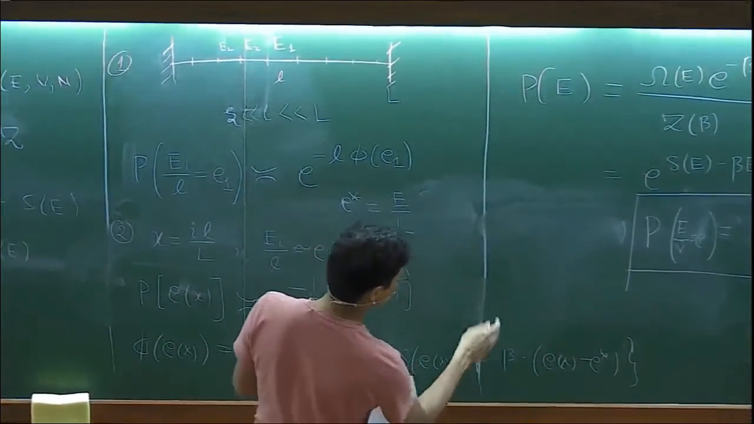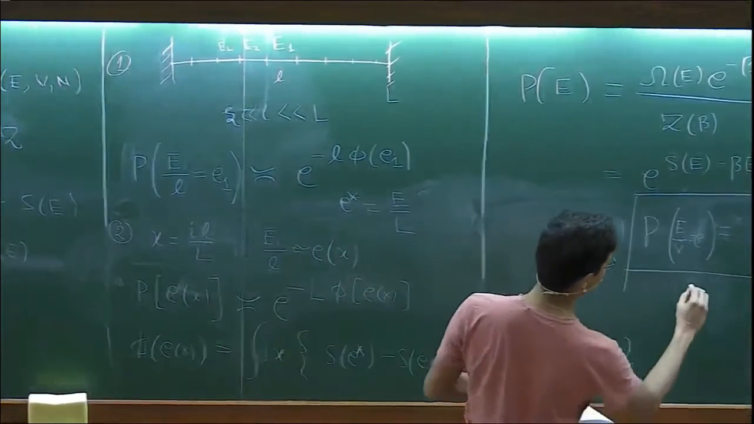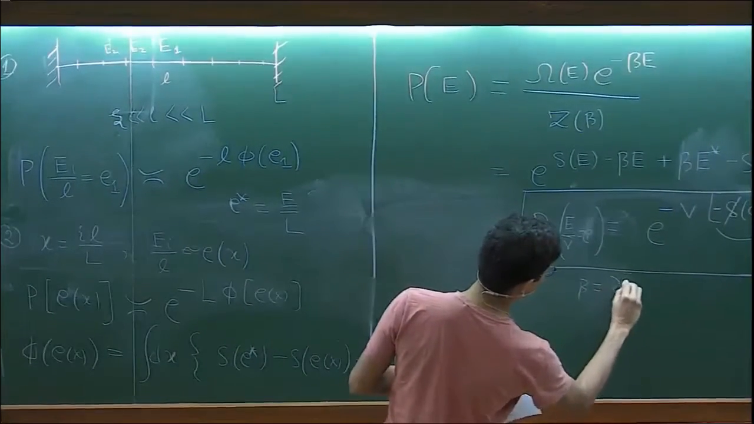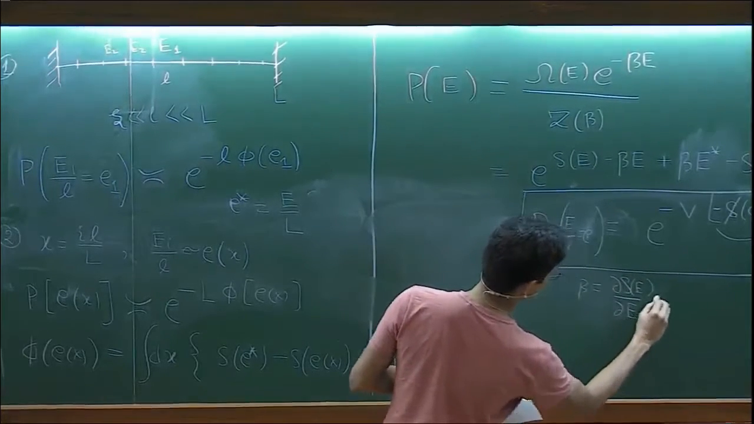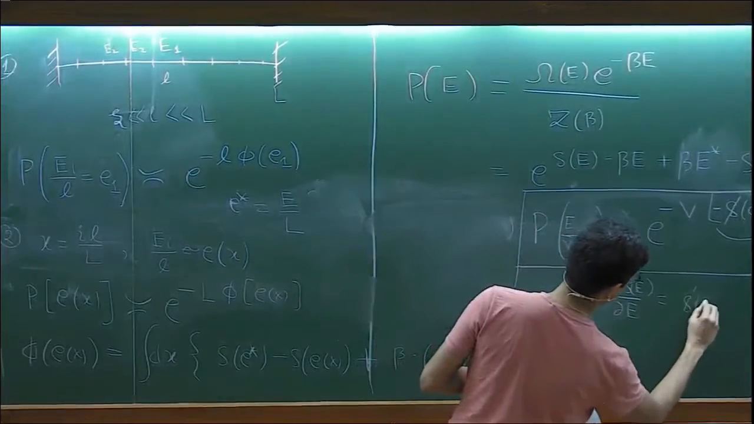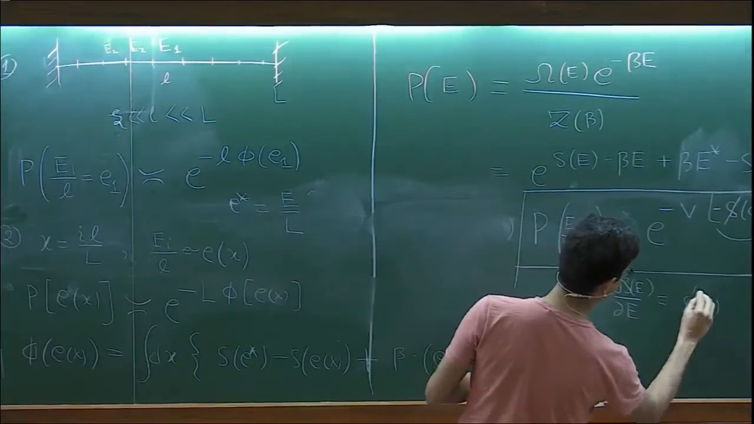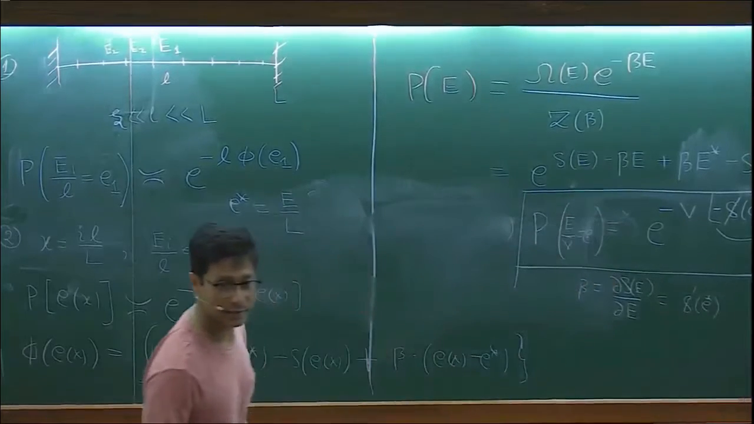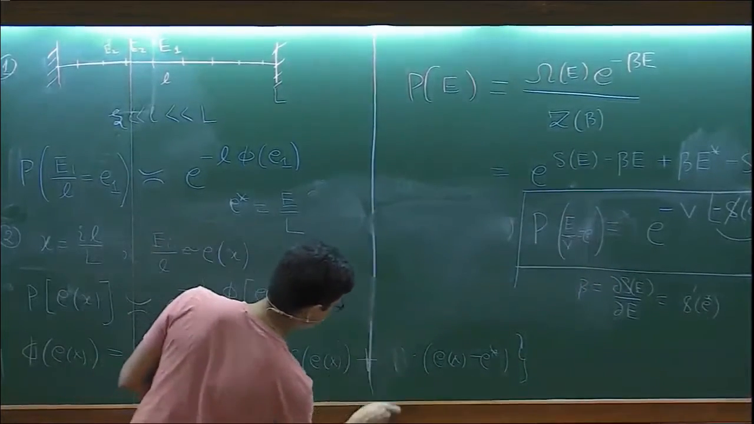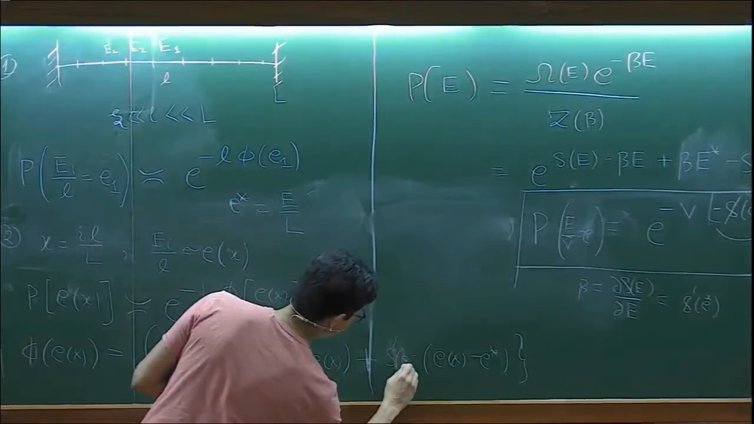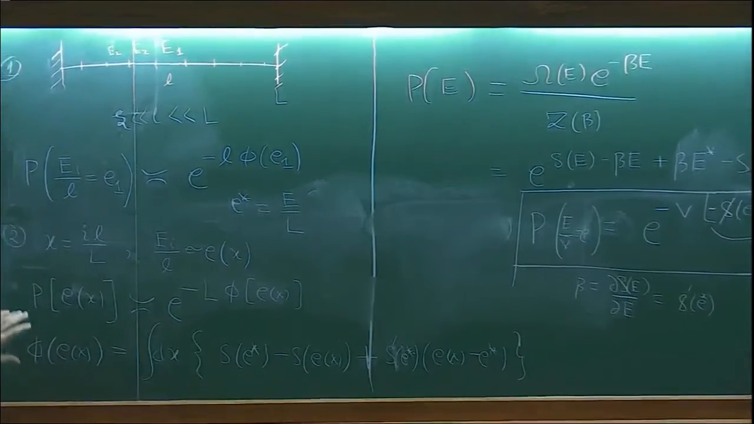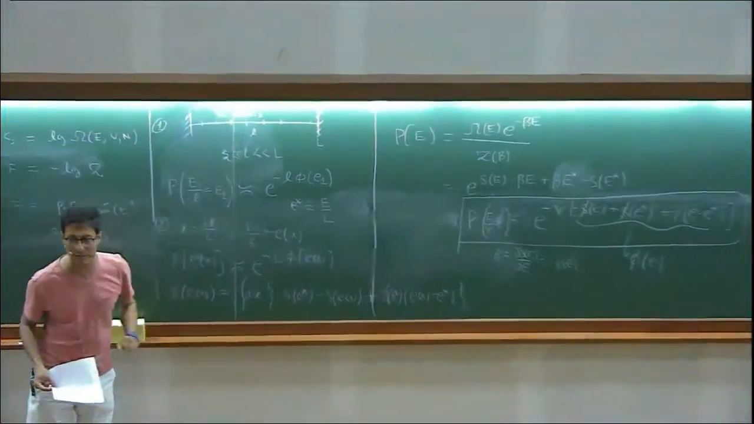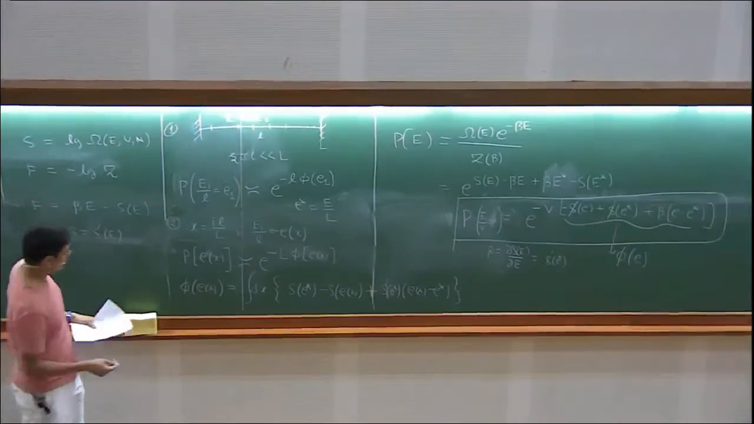So beta is also using the same Legendre transformation. You could have shown that beta is del S of E del E, which is nothing but simply small s prime of E. But they are at the maxima, at the average energy value. So here I would just replace beta as S prime of E star. And one could show this by simply generalizing from here, when you divide into many different coarse grain boxes. Okay?